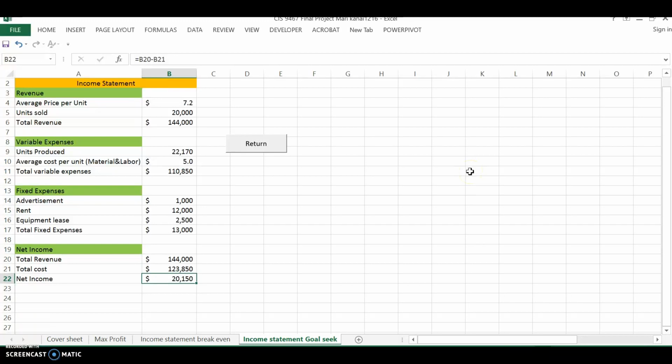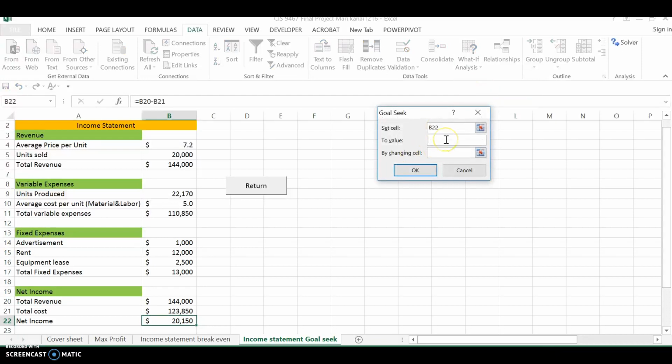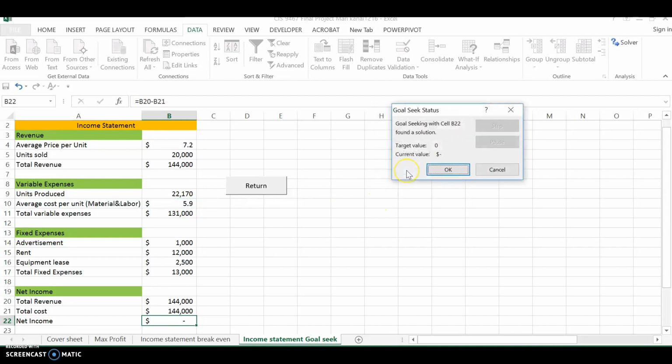Cost per unit is something we can control. So if we want to make profits, let's see the cost per unit. The cost per unit cannot be bigger than $5.09.